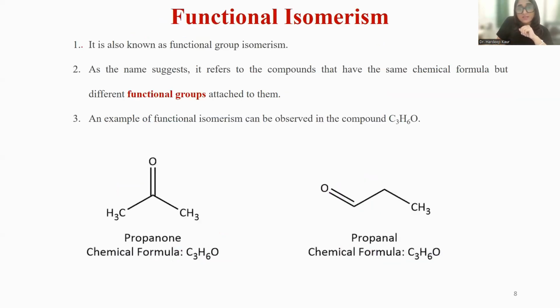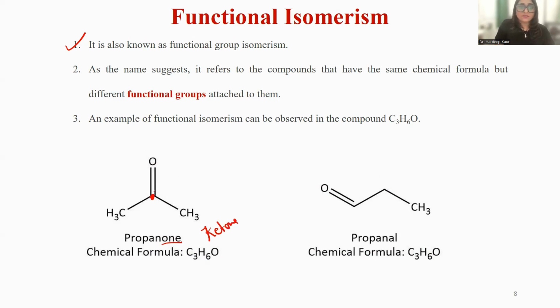Now, what is functional isomerism? It happens when a particular functional group, like the CHO aldehyde group, an alcohol group, or anything else, is attached in different ways. This is an example with C3H6O, where this one is propanone, which means it's a ketone.